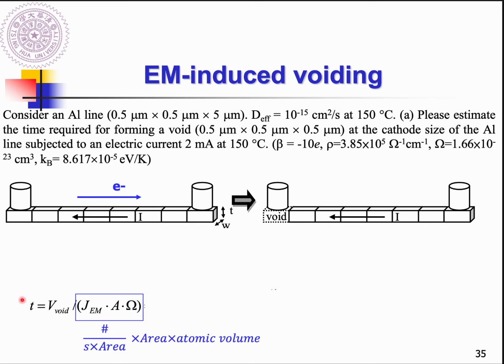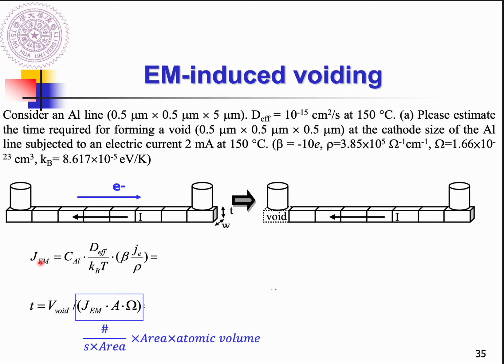So in order to get the time, you know A, right? A is here, omega is here. So the one you need to calculate is the JEM, the atomic flux here, right? So how do we get the atomic flux? Based on the previous slide, you know it will be the mobility, concentration, and the driving force. For the mobility here, we will use the diffusivity divided by kT. For the diffusivity, we use the effective diffusivity here.